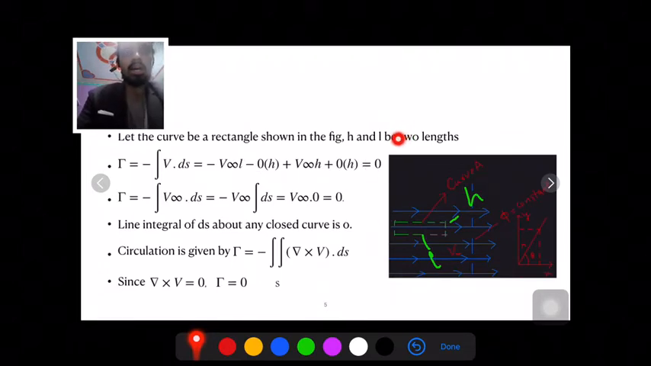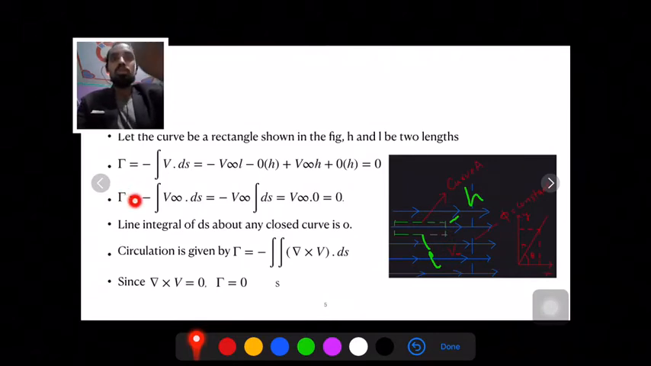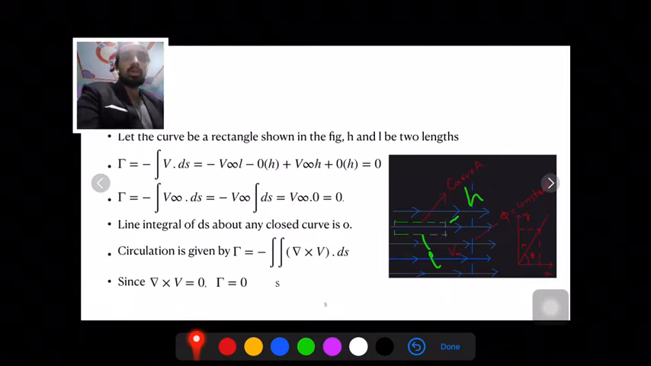Okay, again if you do the same, then v infinity ds is equal to minus v infinity ds, and the line integral of ds around any closed curve is equal to 0. That means your circulation is basically equal to 0.